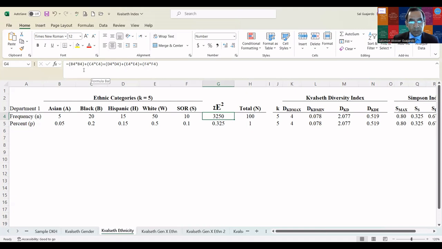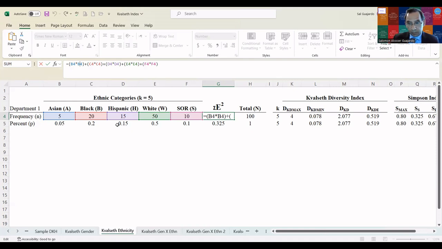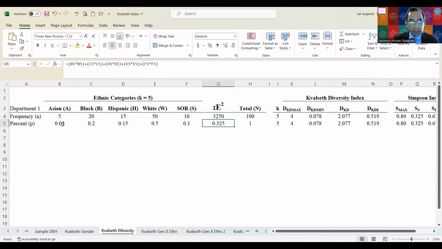And remember that I can use the power function in Excel, or I can just multiply the frequencies by themselves. So in this case, I just multiply 5 times 5 for the Asian group, 20 times 20 for the Black group, 15 times 15 for the Hispanic group, and so forth, all the way to some other race. I can also get the percentage and square the percentages. Again, that's going to give me 0.325. That's because I'm using the percentages.